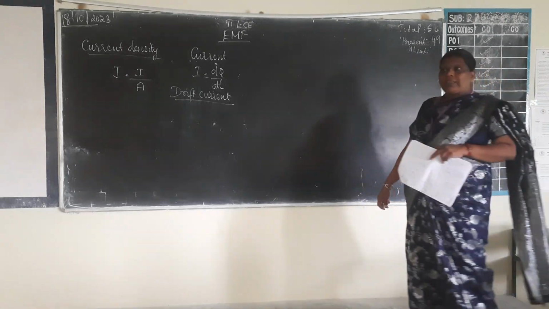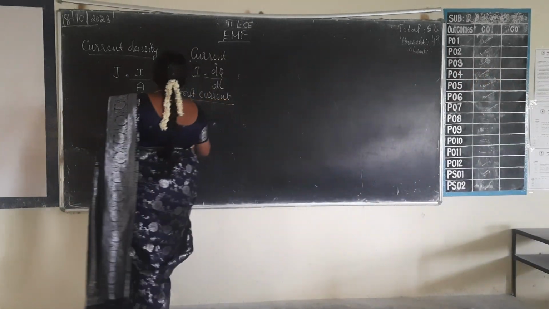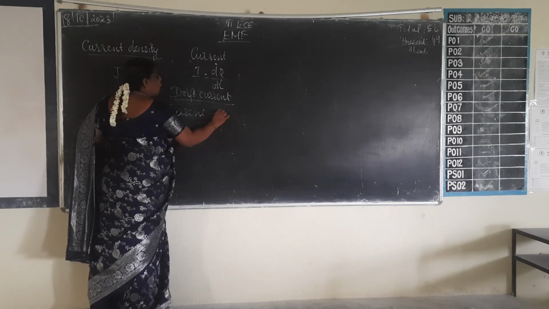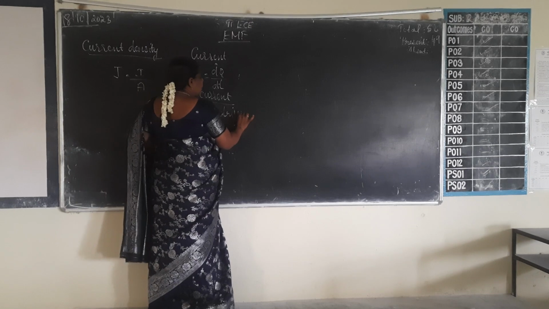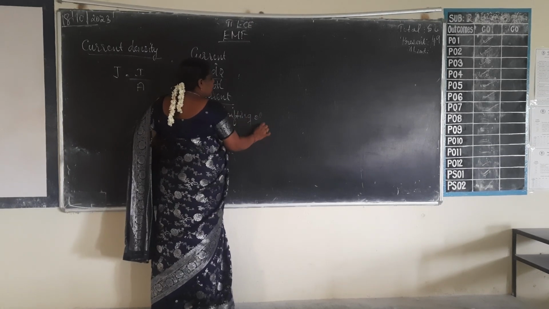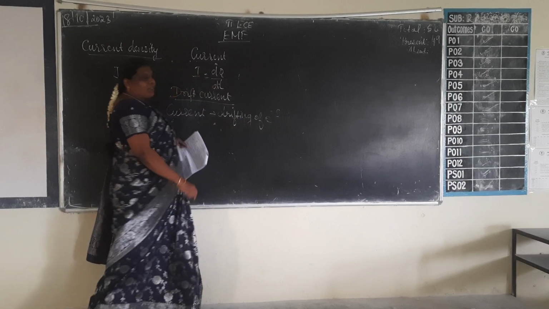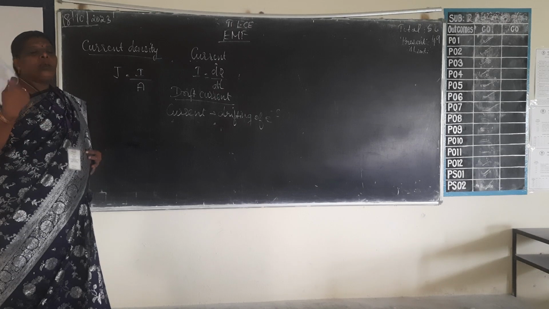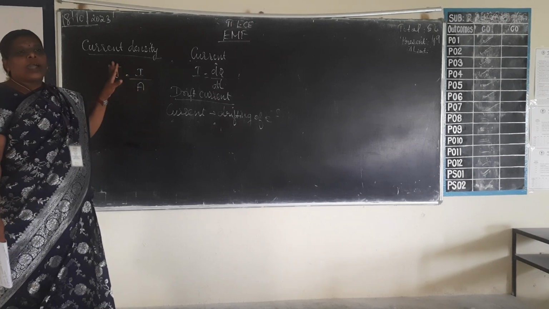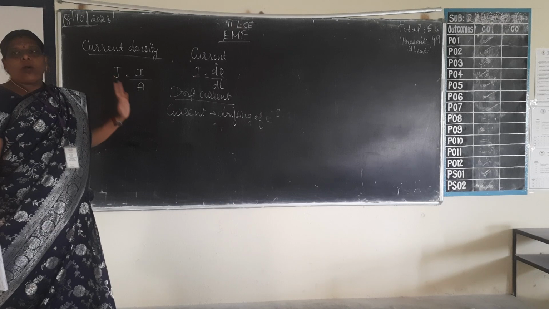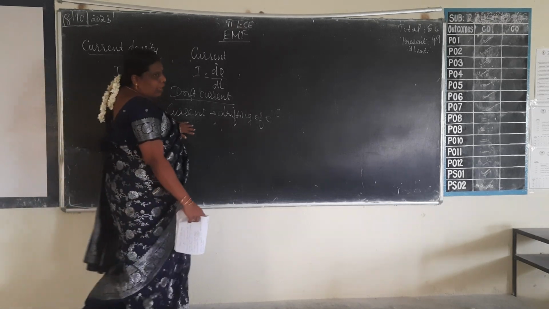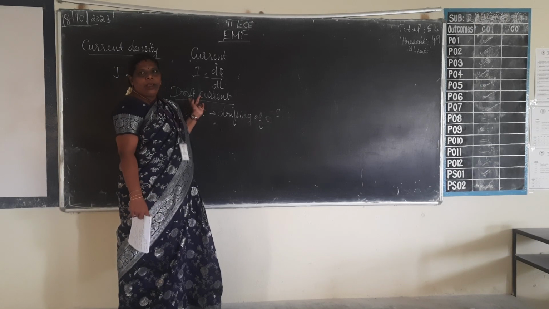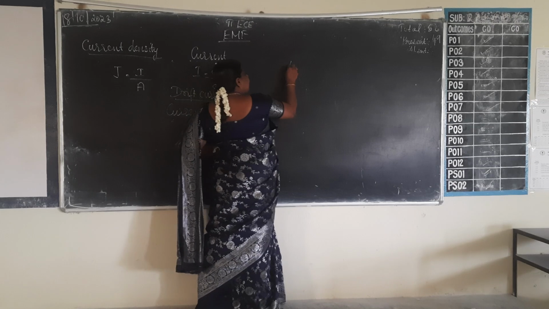Current which exists in the conductors due to the drifting of electrons is called drift current. Drifting is nothing but movement. This is the case of your conductors, right? In conductors, the flow of electrons, or the current, is due to the drift of your electrons. That is why it is called drift current. Is it clear? Right.